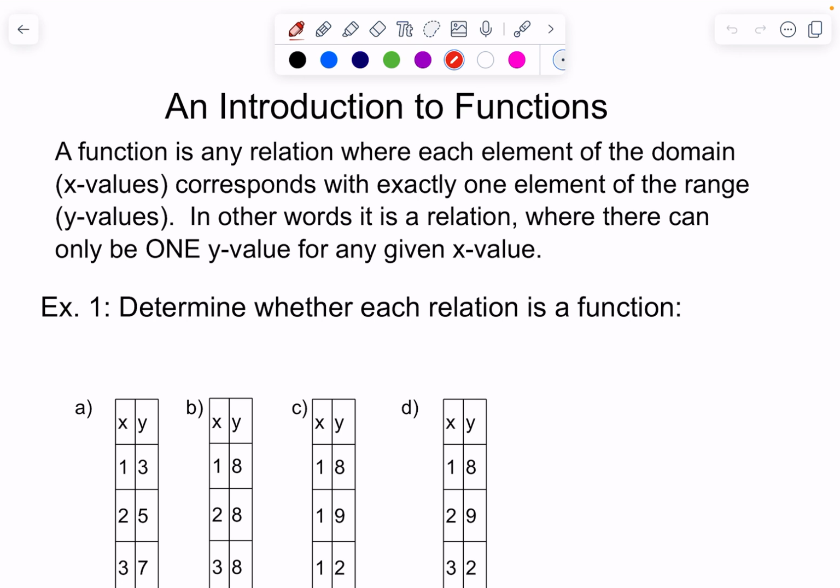Today we're going to learn about functions. It's just going to be an introduction, but we're going to learn a lot. So let's get right to it.